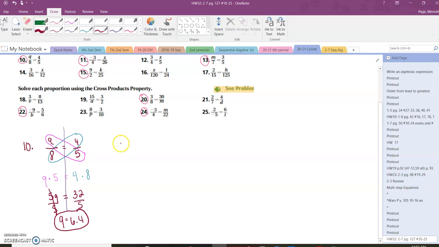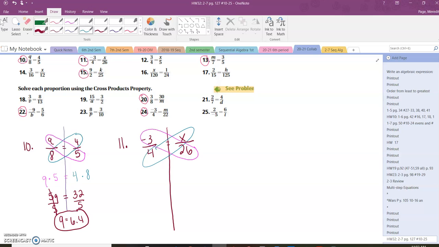Okay, I'm going to write down number 11. Okay, so I have negative 3 over 4 equals x over 26. So we're going to solve this proportion by cross multiplying. So once again, I'm going to cross multiply negative 3 times 26 and then cross multiply 4 times x.